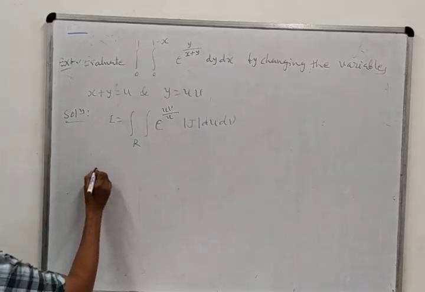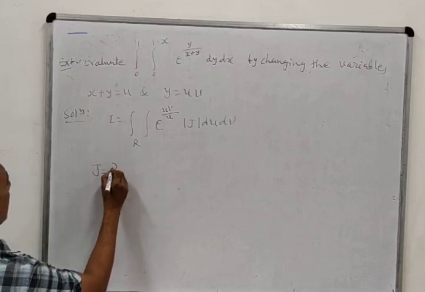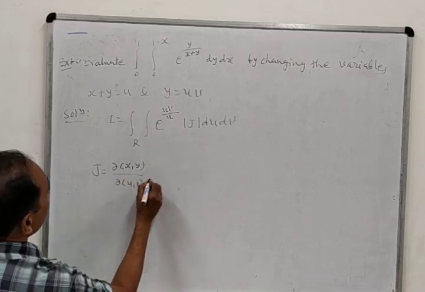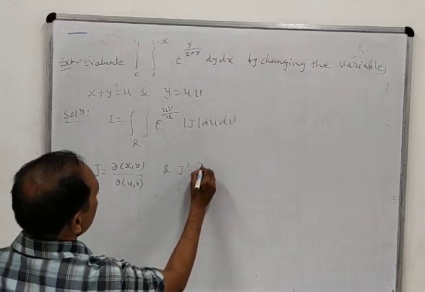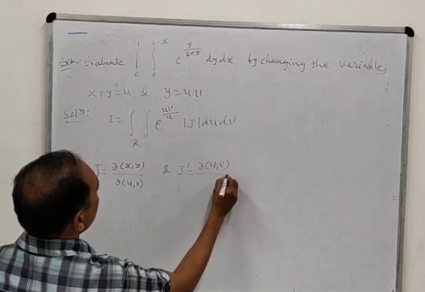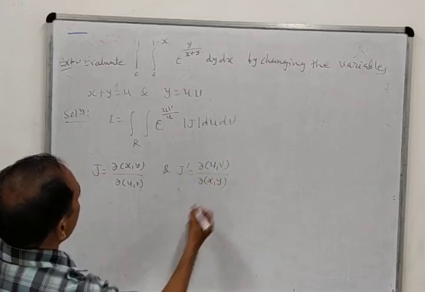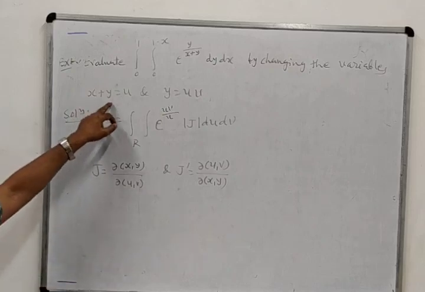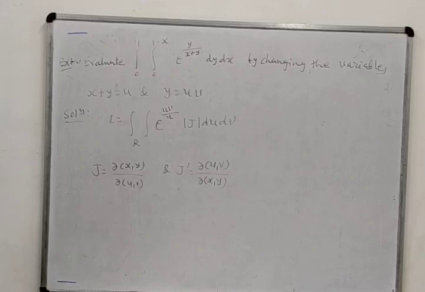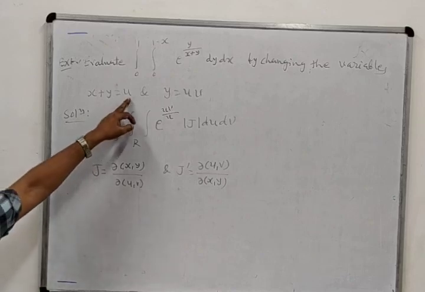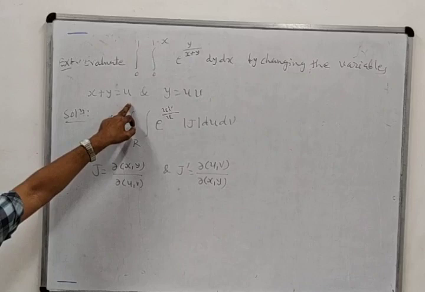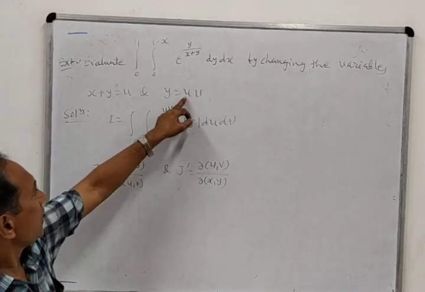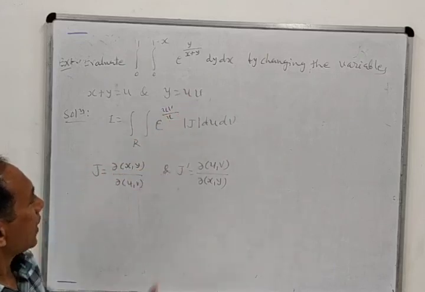But we know that Jacobian J is del xy by del uv. And we know that J dash is the inverse of this, that means del uv by del xy. So whichever is convenient, we will find out. Here we are given x plus y equal to u and y equal to uv. So u is a function of x and y, so it can be differentiated with respect to x and y. But here v is not separated, because v, u and y are mixed in.